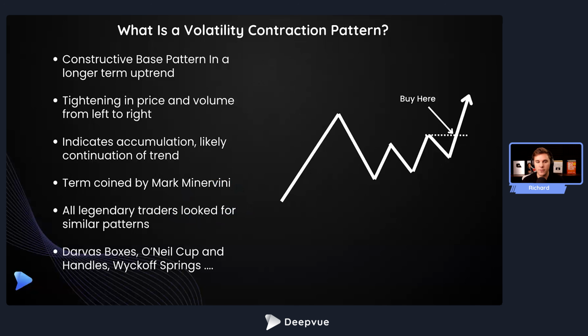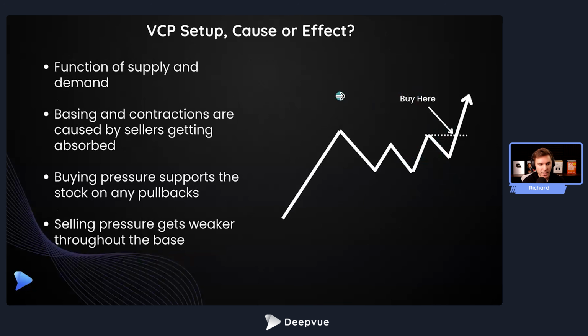Jesse Livermore looked for pivot points, Darvas boxes, William O'Neill cup and handle, Wyckoff springs, all of them almost looked for the same pattern because they noticed it appears so many times in the strongest stocks, and the most successful trades come from this type of volatility contraction pattern. So is the VCP setup a cause or effect? Like I said, this is a function of supply and demand.